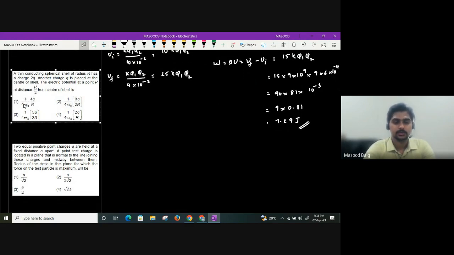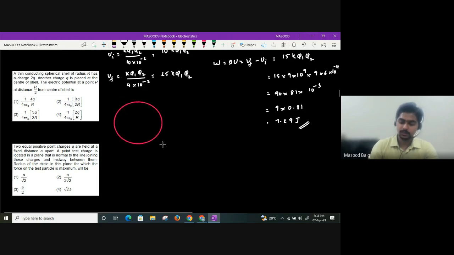Let us see next question. A thin conducting spherical shell of radius r has a charge 2q. Another charge q is placed at the center of the shell. The electric potential at a point P at a distance r by 2 from the shell they are asking. Right? It is also a good question, but it is a direct question, guys. So you have taken a shell. A thin spherical shell has a charge 2q. So how much is the charge of this shell, beta?